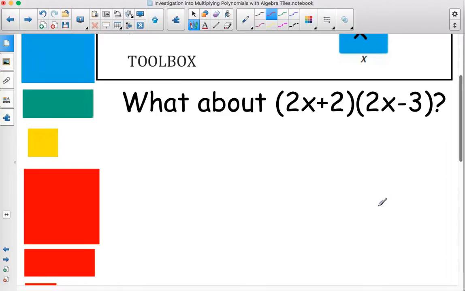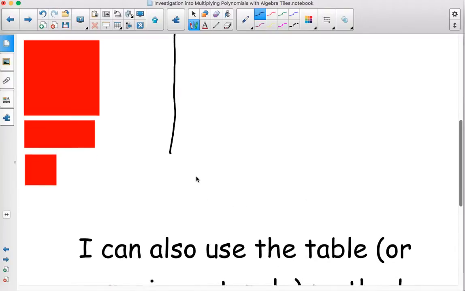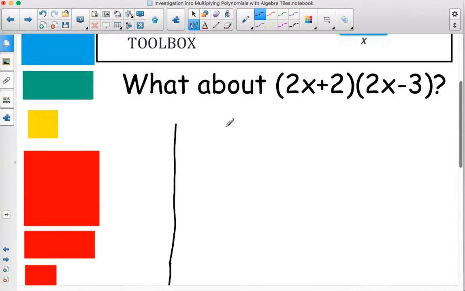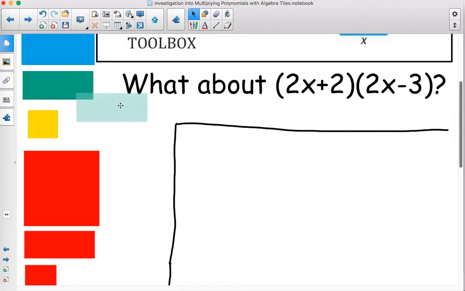So again, grab your tiles out, erase the one you had before. On this side we need length 2x plus 2. This is going to be kind of a big one. And then on this side, I need 2x minus 3. So I'm going to grab my green tiles because I need 2 x's. So 2x, turn this a little bit more, there we go. I need another one.